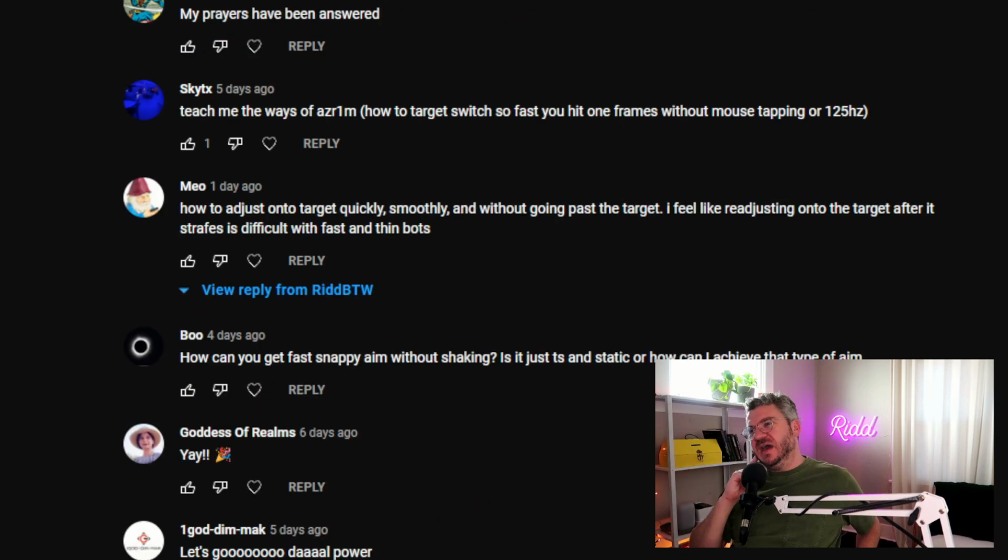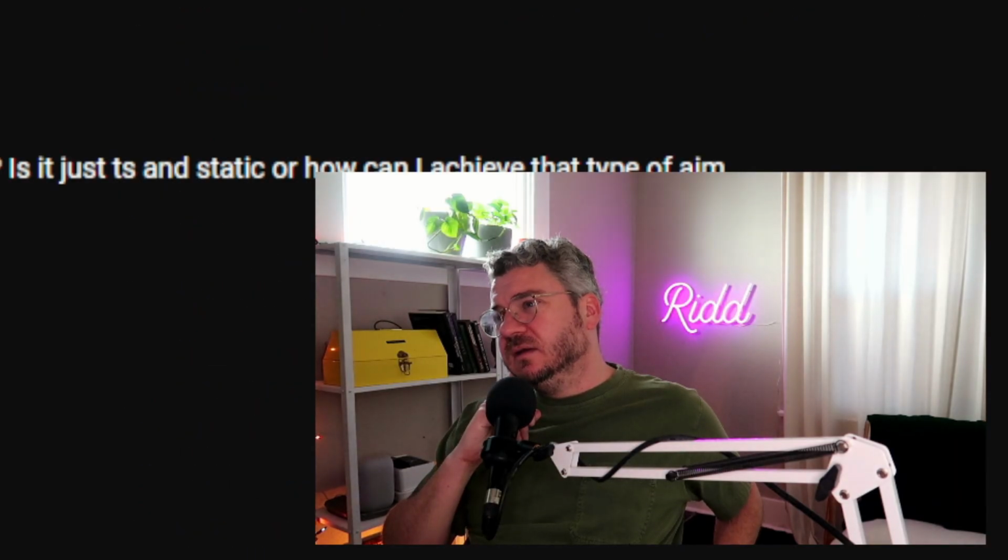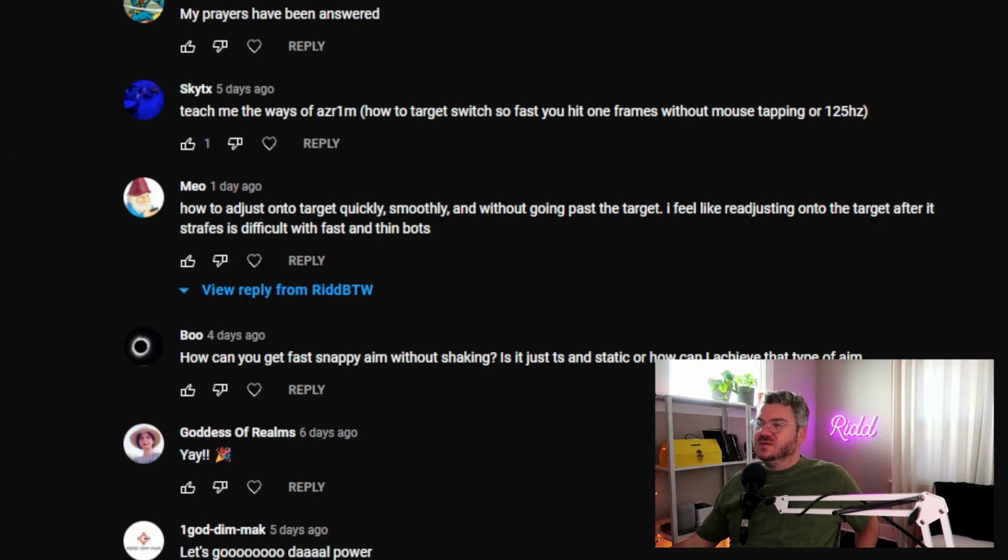Teach me the ways of ASRIM. I have no idea what that is. How to adjust onto target quickly, smoothly, and without going past the target. I feel like readjusting onto the target after it strays is difficult with fast and thin bots. A good point. I mean, it's related to what I was saying earlier, but with thinner bots, it becomes more and more noticeable.